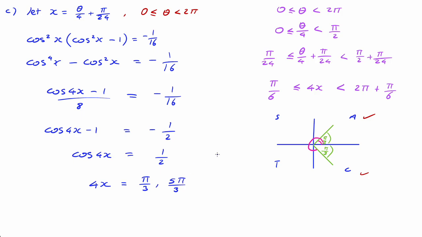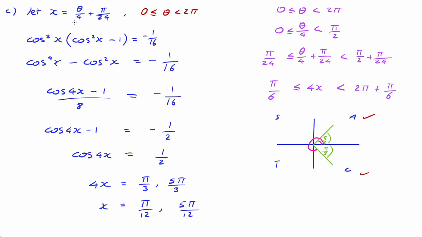Okay, then I divide by 4, so x is equal to, sorry, am I done? Yeah, because it has to be between pi over 6 and 2 pi plus pi over 6. If I went to another one, I would have gone too far, because I would have passed 2 pi plus pi over 6. So these are the only two solutions. So 4x is equal to this, which means x is equal to pi over 12, or 5 pi over 12. If this is my x, I now need to find theta.